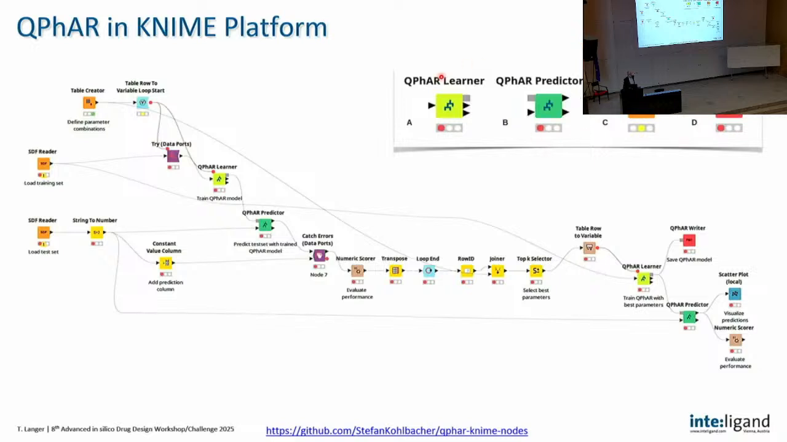And this is what it looks like. So you have like 4 nodes. You have a QFAR learner, a QFAR predictor. You generate your models, and then when you have them, you can read them in again. And of course, when you have generated a model, you also need a QFAR writer that will save your model. And this is such a workflow that is provided for training and running these calculations in KNIME, right? So you only need your molecule data sets with the activity values.